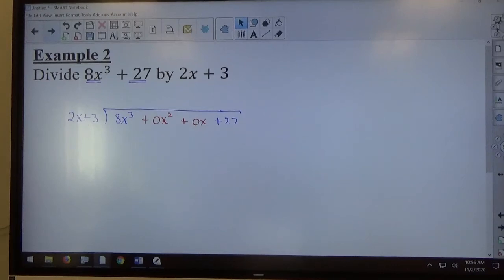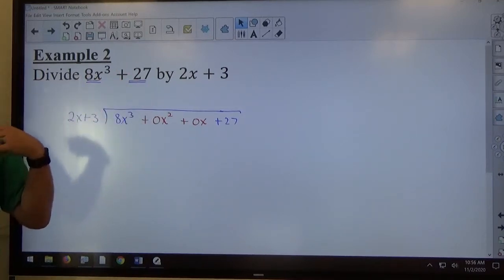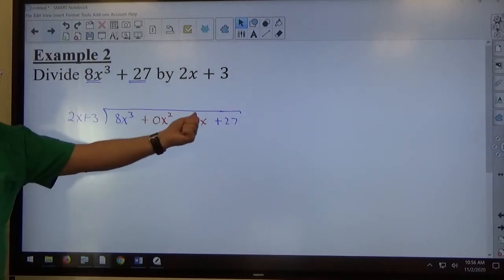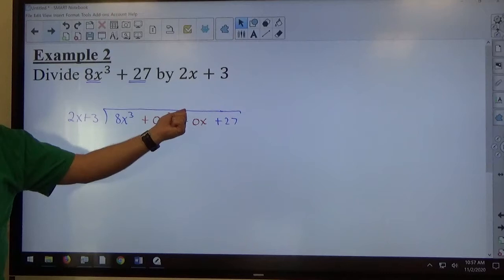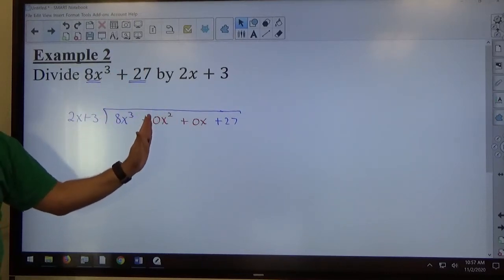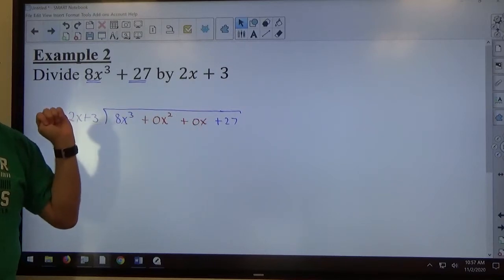Even though they're not there, those powers of x will show up in the process. They just will. So we account for them, and all I'm really doing there is creating space. 0x squared equals 0, adding or subtracting it doesn't change anything. 0x equals 0, adding or subtracting it doesn't change anything. I'm just creating space for when x squared shows up, I have a place to put it. When x shows up, I have a place to put it.